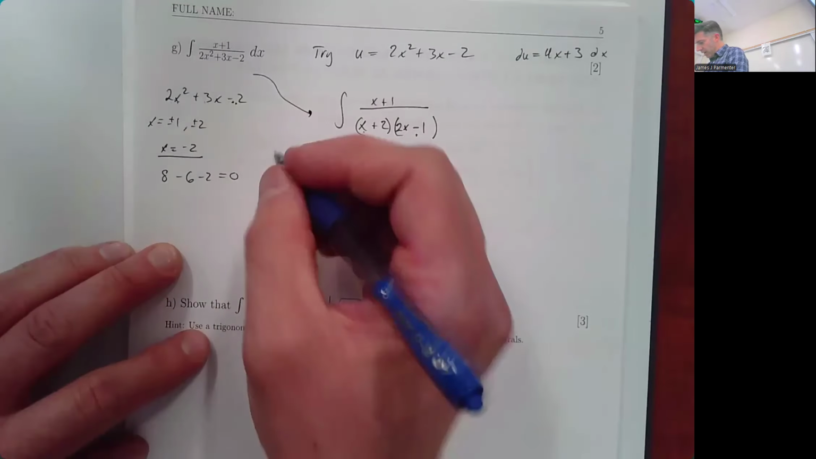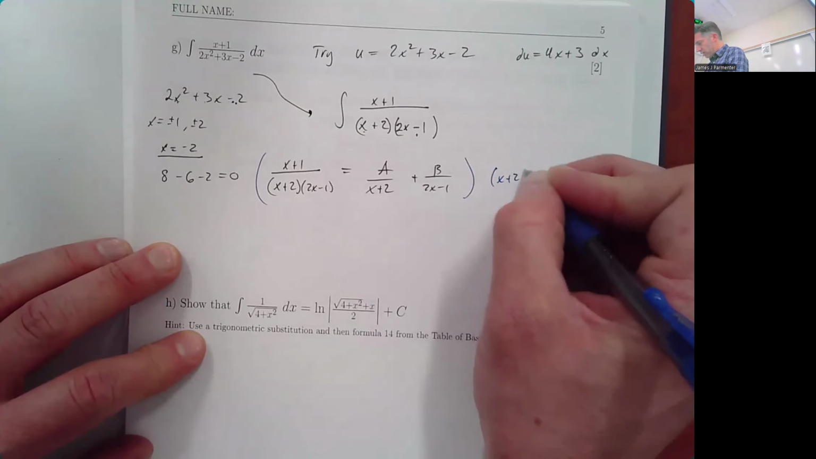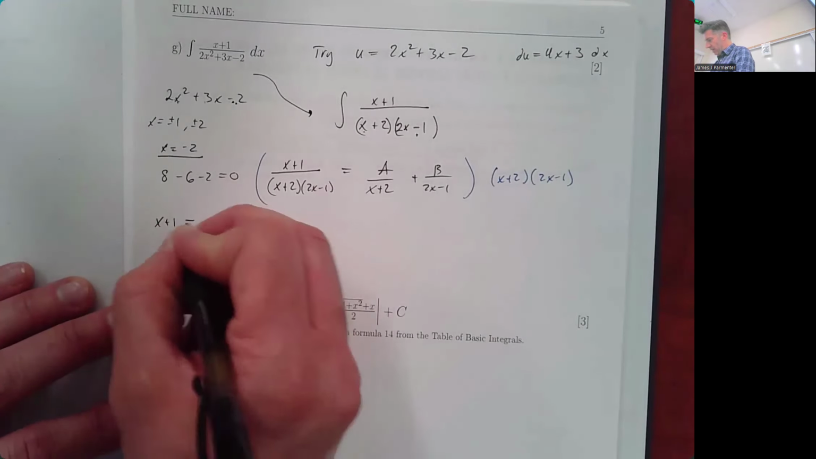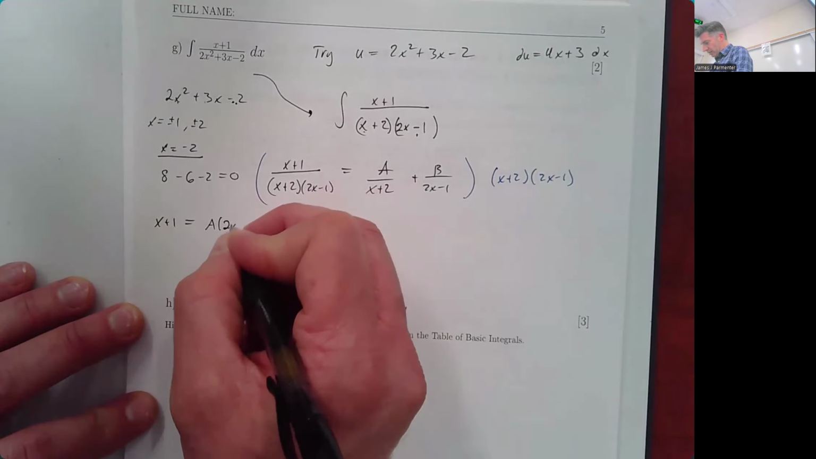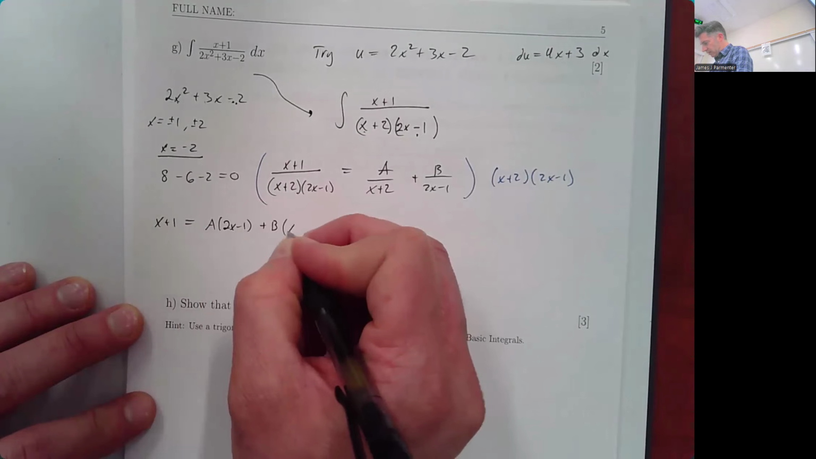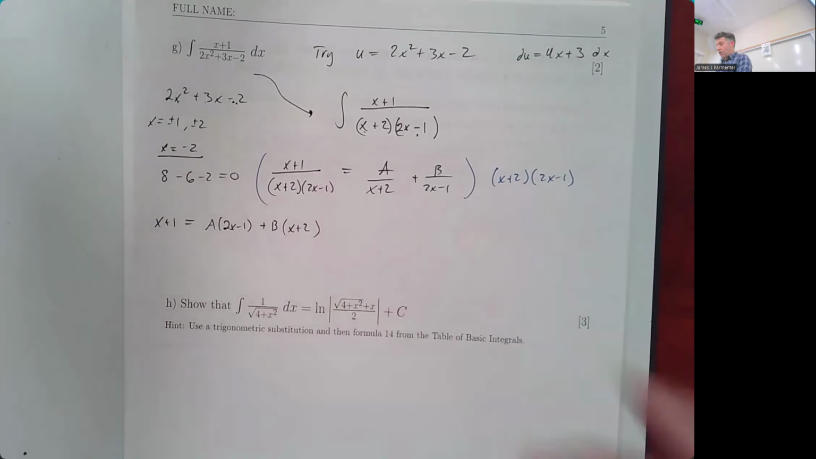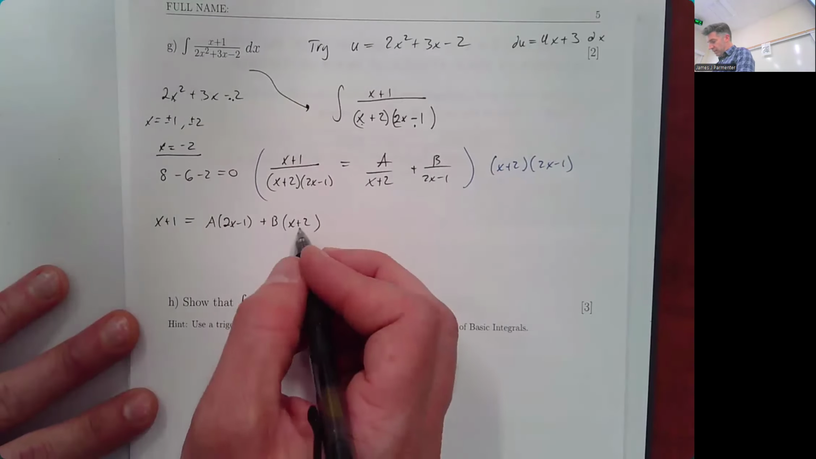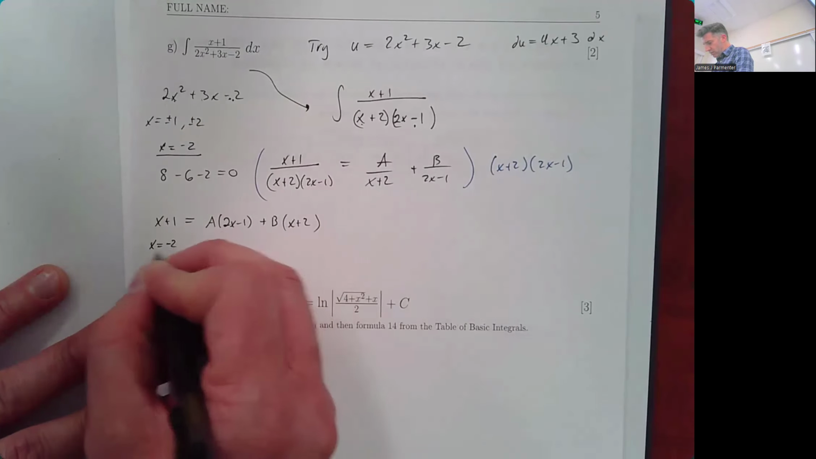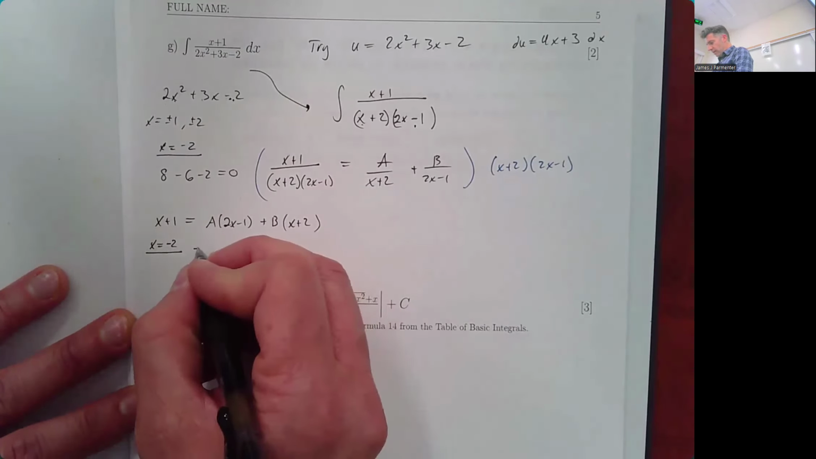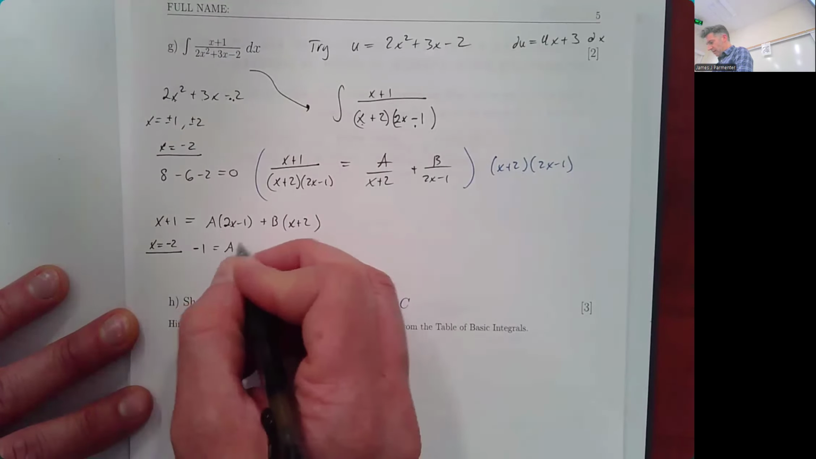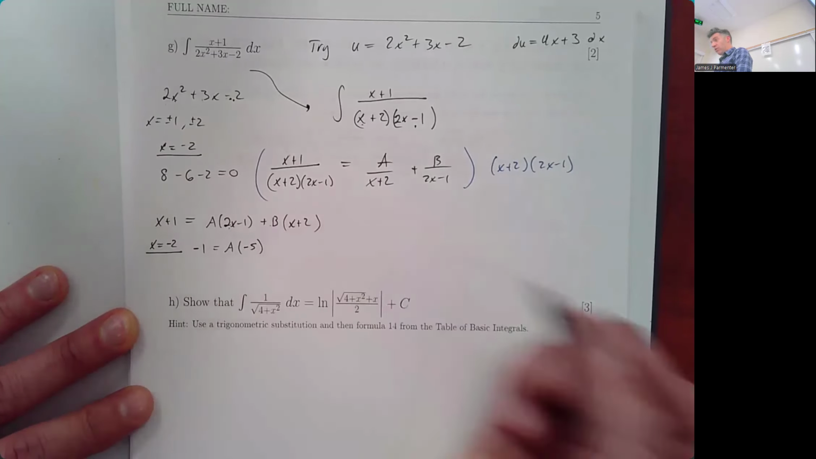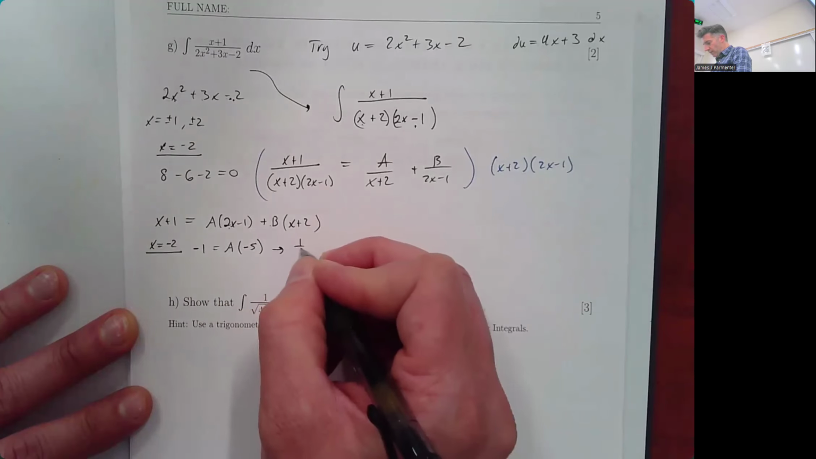We're going to multiply both sides by our common denominator, which is x plus 2 times 2x minus 1, to get on the left-hand side x plus 1. On the right-hand side, a times 2x minus 1 plus b times x plus 2. I would always encourage using the method of convenient values of x. So I'm going to pick x equal to -2, because that's going to make one of those terms 0. If x is -2, we get -1 on the left. We get a times 2 times -2 is -4, minus 1 is -5. We get b times 0. So we end up getting 1/5 is equal to a.